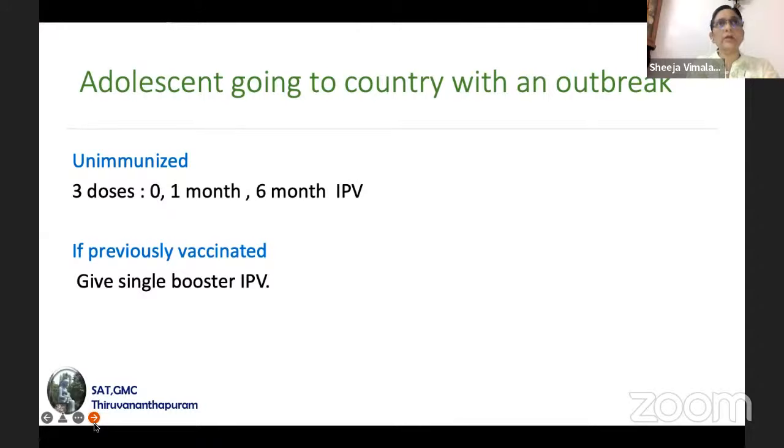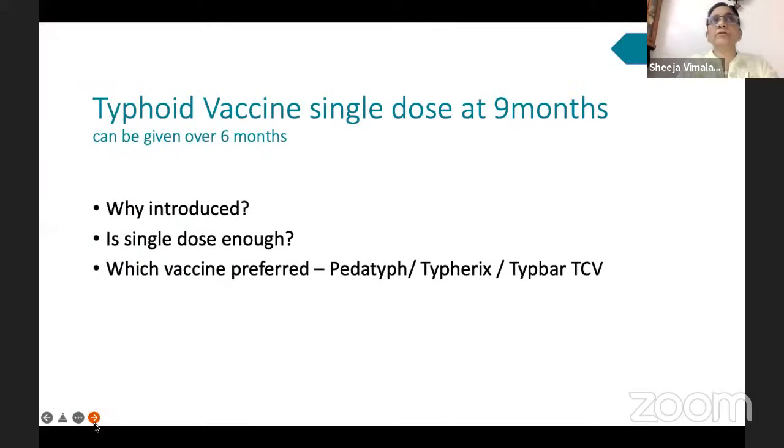If you're traveling to a polio endemic country or traveling to somewhere where there is an outbreak, you need to take a single dose of IPV, if not taken a polio vaccine in the last 12 months. So that much was regarding polio vaccine.